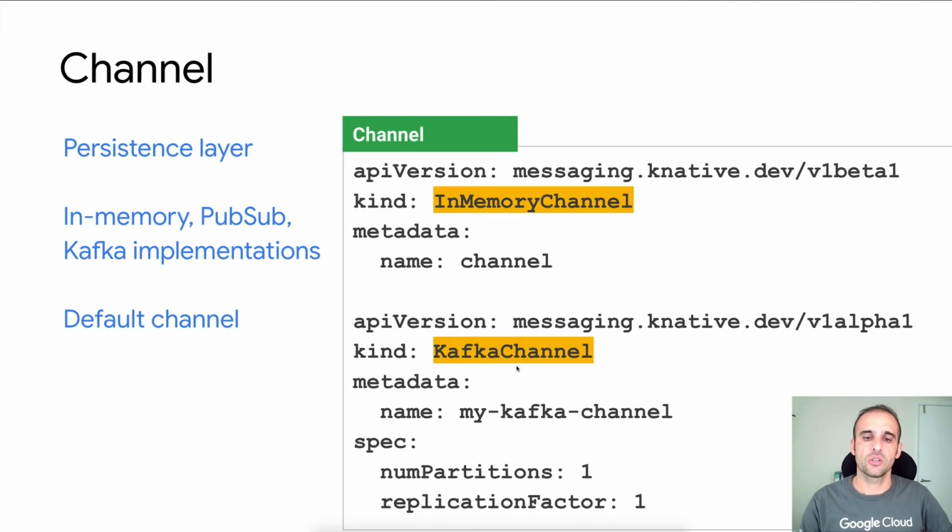But in production, you probably want something more durable. So there are things like Kafka channel, there's Google Cloud PubSub channel. These channels you configure, and then you set them as default channel to your broker, so that by default broker uses these channels instead of the default in-memory channel.